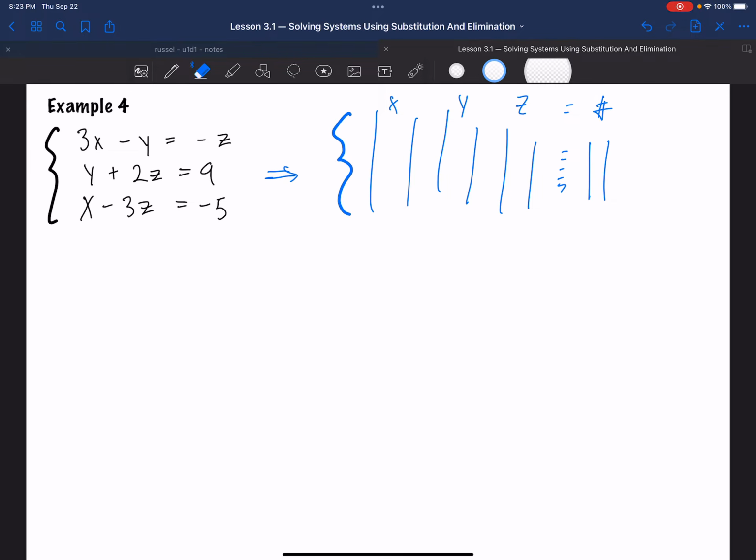The second purpose behind this is in lesson 3.2, we're going to talk about Gaussian elimination, which uses matrices.